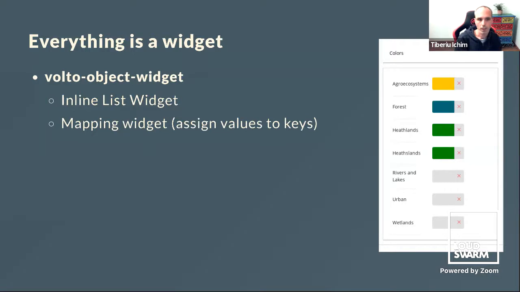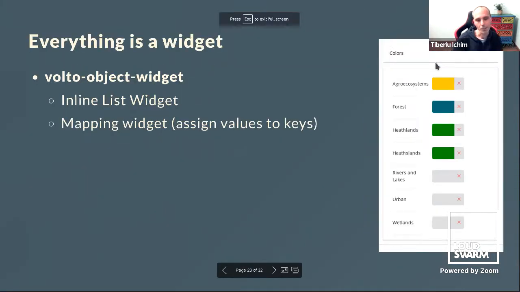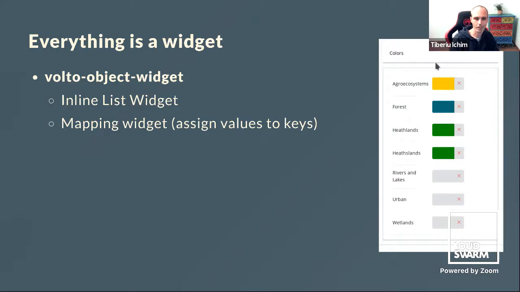Then we have the mapping widget, and again, back to the idea that everything is a widget. We have a mapping, like I want the agroecosystems to use the color yellow, and I want the forest to use some other color. So we are mapping keys to values.